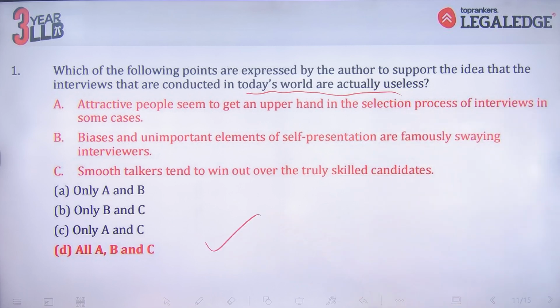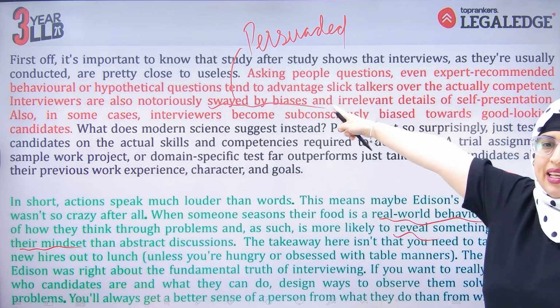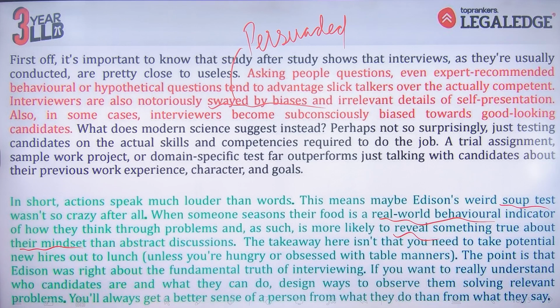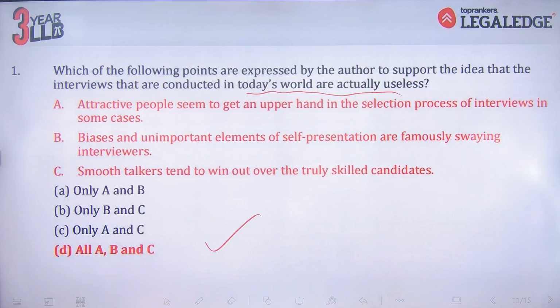Correct answer is C. Why? I'm telling you. All these points are given in these red lines. You can see there, if somebody is coming up with hypothetical questions, and if the interviewee is a slick talker, that means a smooth talker, he can have an upper edge over other candidates. Interviewers at times can easily be persuaded or get carried away by the biases or irrelevant details of self-presentation. Also, looks matter, which is given here in this option. You can see the looks, attractive people. So at times, interviewers can easily be carried away by the looks the interviewee has.